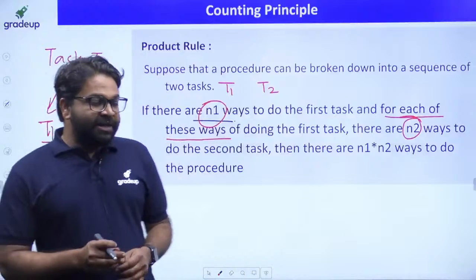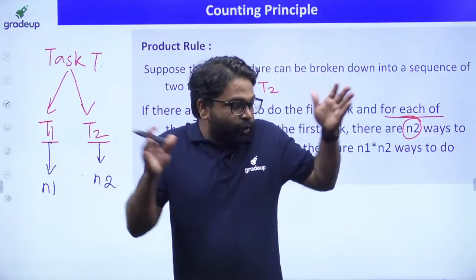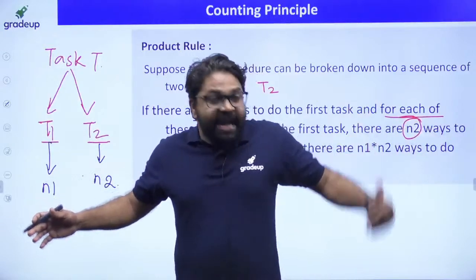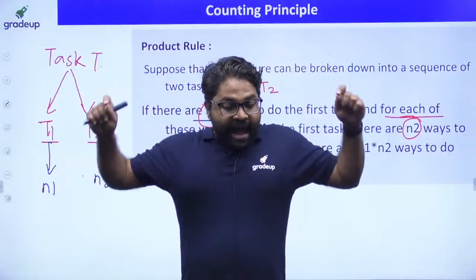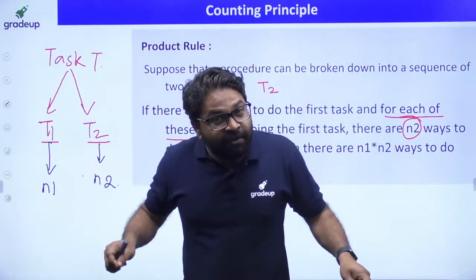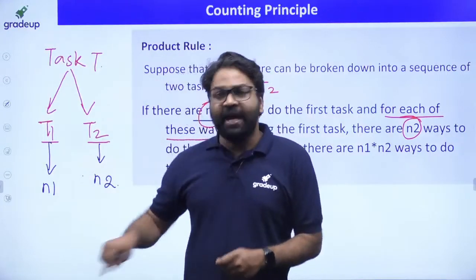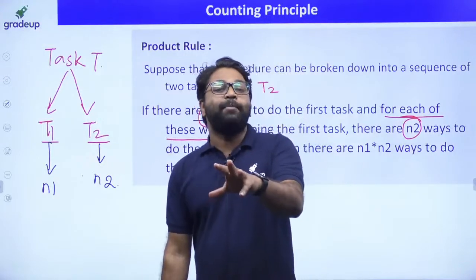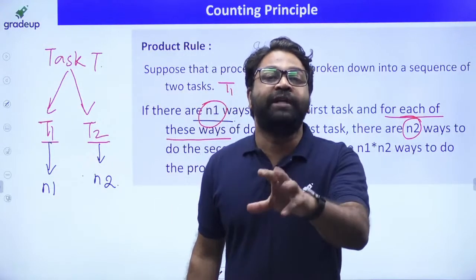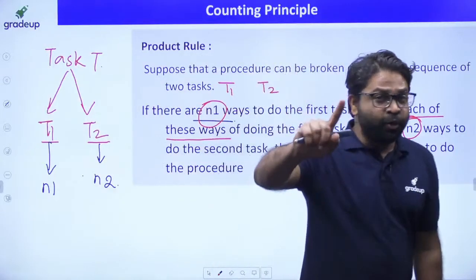Okay, so let's try to understand in a very simple way. There is a task T. This task is divided into two parts, T1, T2. There are N1 ways we can do T1, N2 ways we can do T2. For each of these N1 we can perform N2, and both the tasks are happening simultaneously. If both the tasks are happening simultaneously, then the total ways that we can do it is N1 into N2.